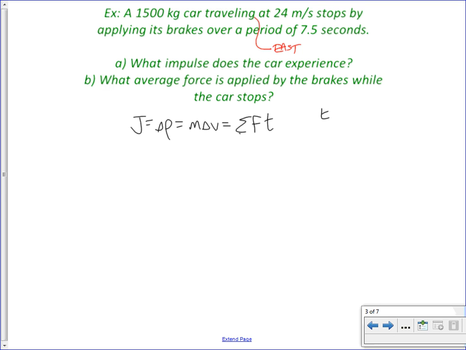If we say that east is positive, then our V naught, or V initial, depending on how you want to express it, is 24. Our V final is 0. So our delta V is negative, right? And again, we know M, we know delta V, so I'm going to say that J, or you could write delta P, same thing, is M delta V.